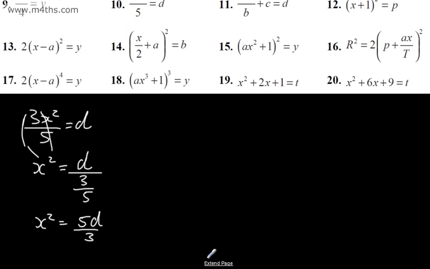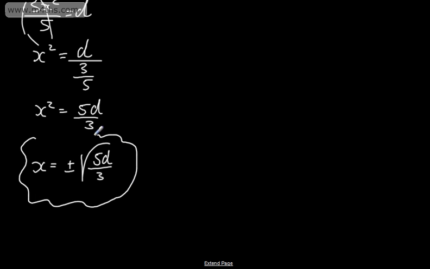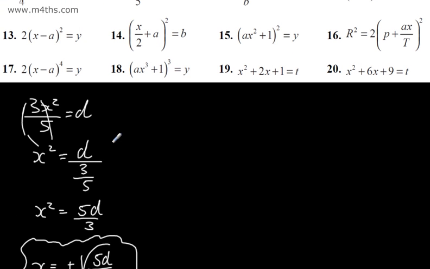So we need the square root, and this is going to give us now x is going to be equal to plus or minus the square root of 5d divided by 3. If you're doing surds, you might be asked to write that with a rational denominator, but again, that's not really part of what we're doing here.